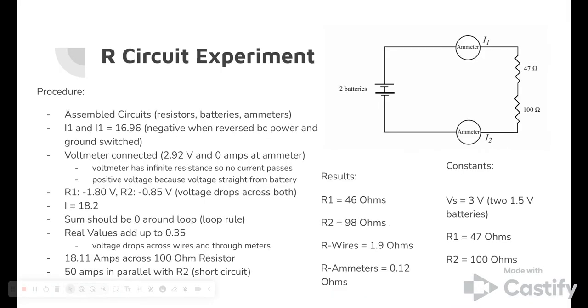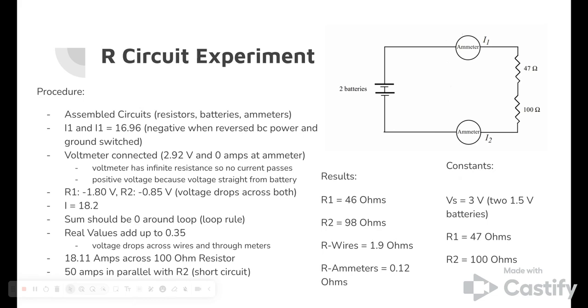For the resistor circuit experiment, the procedure was to assemble the circuit using resistors, batteries, and ammeters, as you can see in the drawing. Our I1 was 16.96, and it's negative when reversed because power and ground switched. Our voltmeter connected was 2.92 volts and 0 amps at the ammeter. The voltmeter has an infinite resistance, so no current passes. Positive voltage because the voltage comes straight from the battery.